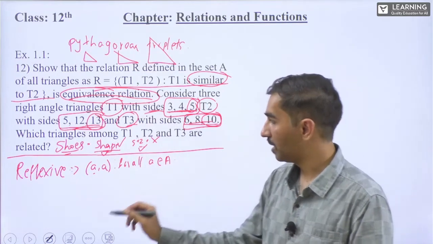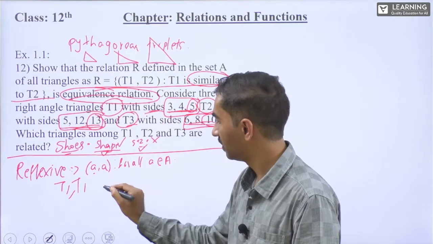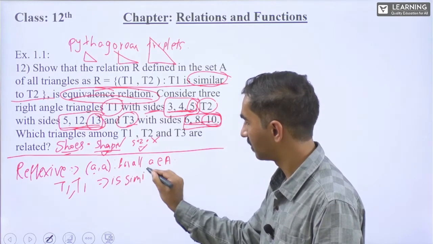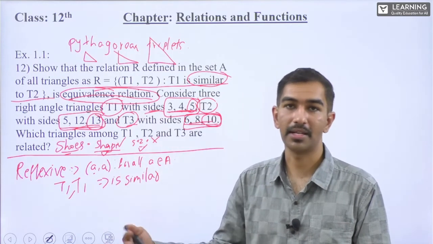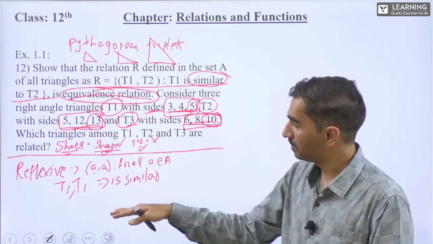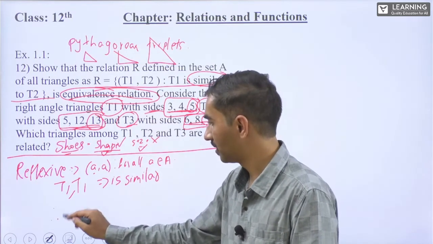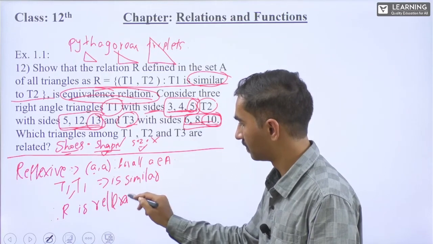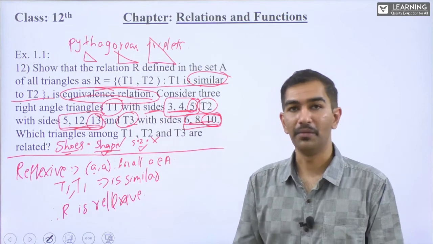So obviously what will happen here, students? (T1, T1) is similar. Similarly, (T2, T2) will also be similar as triangle 2 and triangle 2. Similarly, (T3, T3) will also be similar. Therefore, what can we tell? Therefore, the relation R is reflexive. Understood? Okay. We'll go to the next relation.